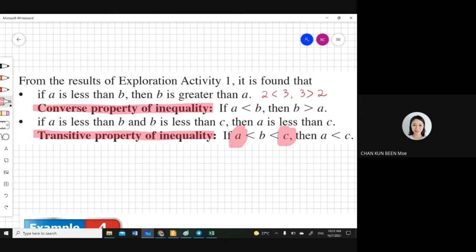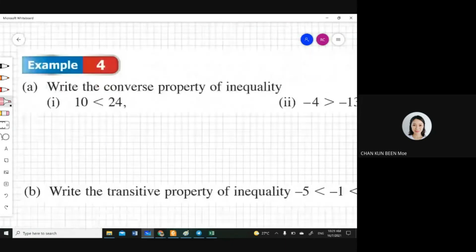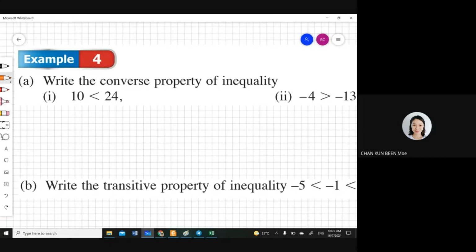Okay, now we look at the example given here. Write the converse property of inequality. So we want the converse. Hopefully you still remember converse. You change it the other way around. Okay, so the first one, 10 is less than 24. Anyone can give me the answer?